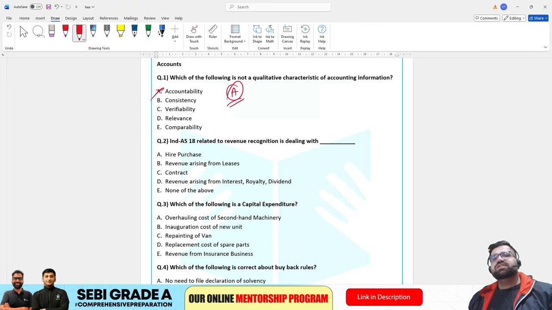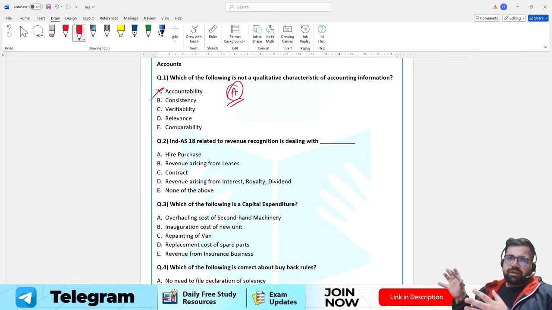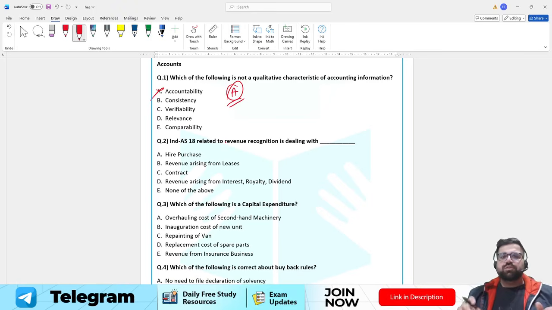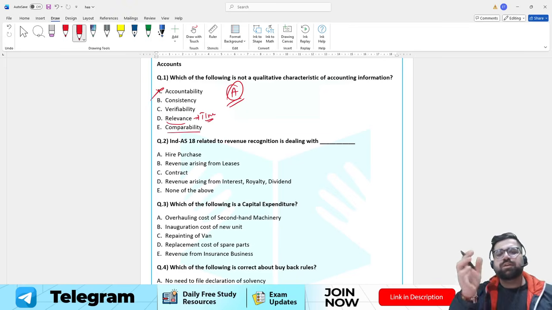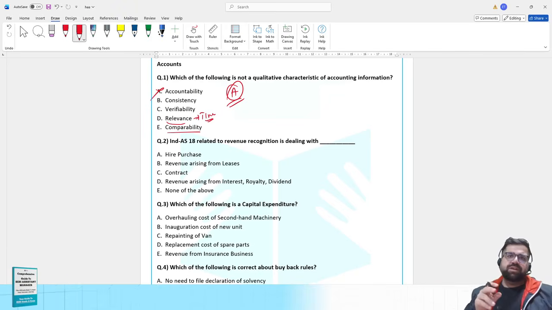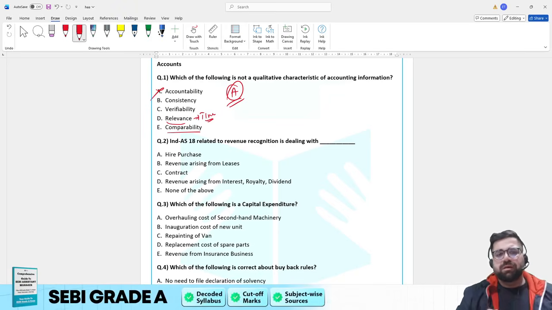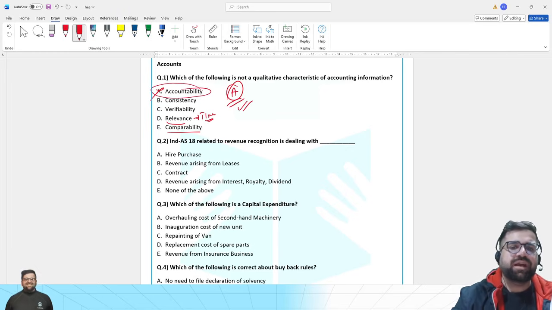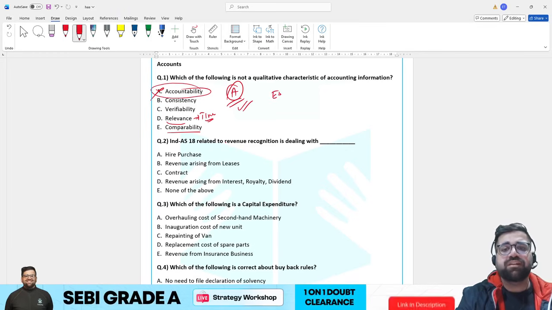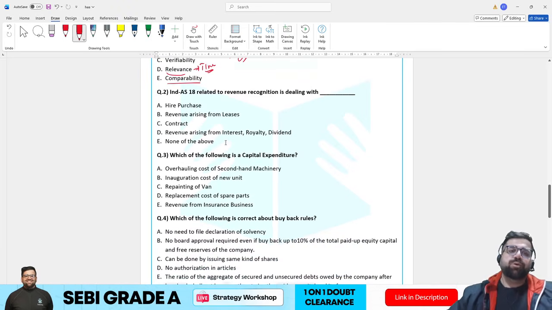Consistency means to use the same principle over and over again. Verifiability means that you have to verify each and every transaction through voucher. Relevance means that particular transaction should be time relevant. Comparability means that you have to use the same unit of measurement of your monetary values so that I can compare your statements to others. But accountability is not one of the qualitative characteristics. So therefore my answer will be A. Now this question is easy, and if you get an easy question in accounts, it is a good thing for you. Question number 2, my friends.